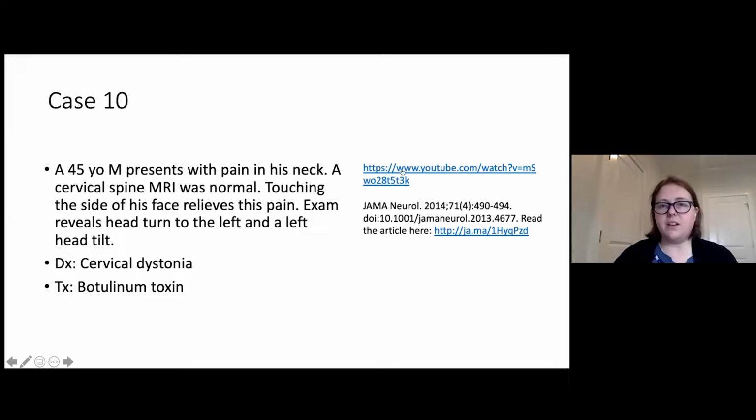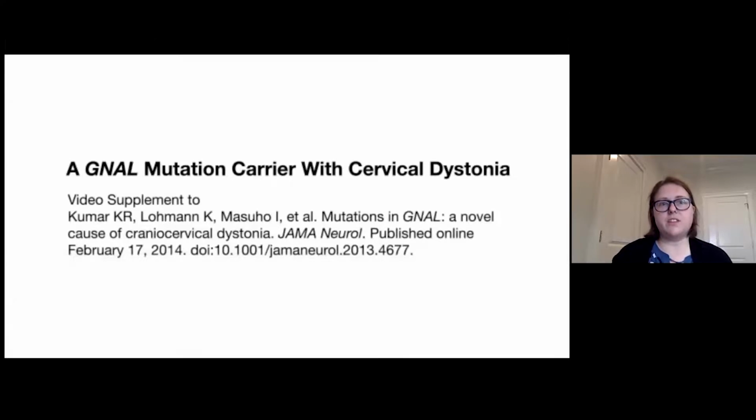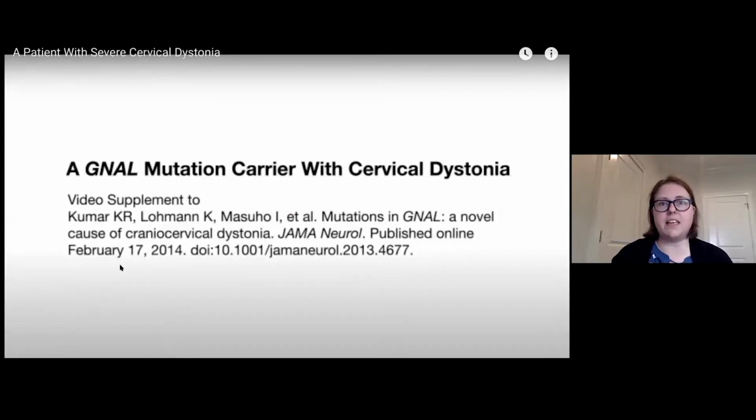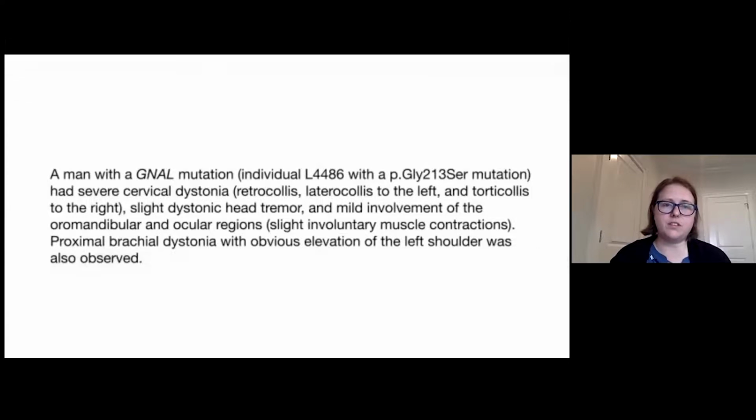I'll show you a video here of what cervical dystonia looks like. Okay, so this is a patient with cervical dystonia. She happens to have a rare genetic etiology as the cause for cervical dystonia, but I'm using the video just to highlight what cervical dystonia looks like. So we'll see here in a second. He has a very notable head tilt to the left as well as a head turn to the right.